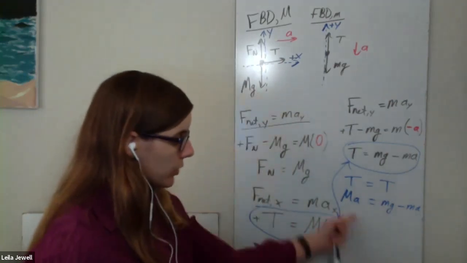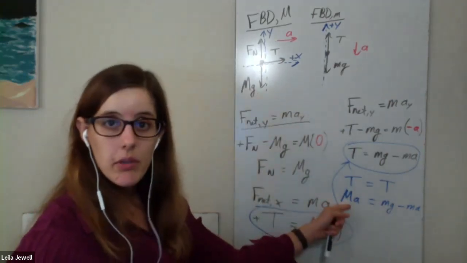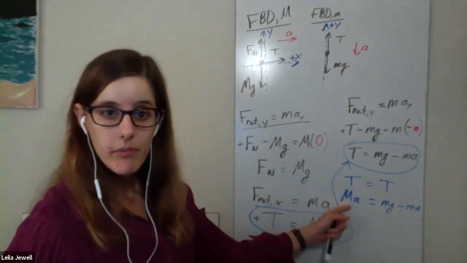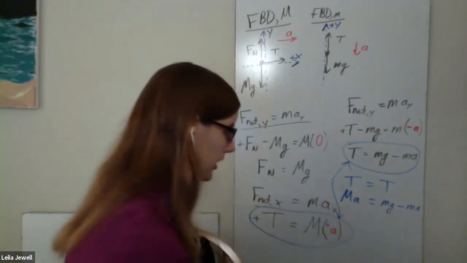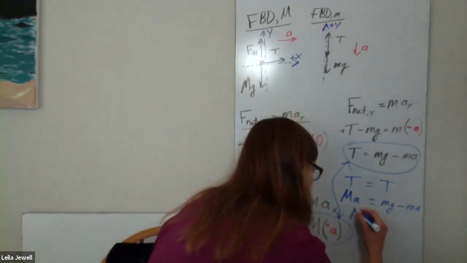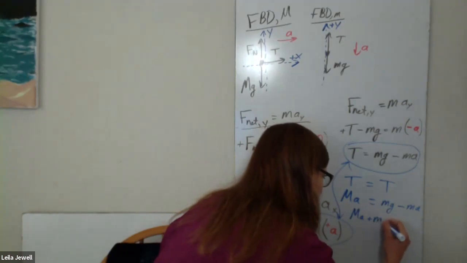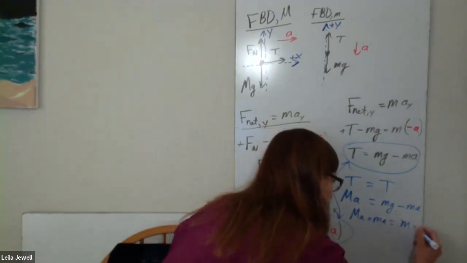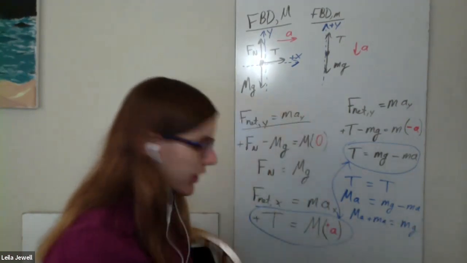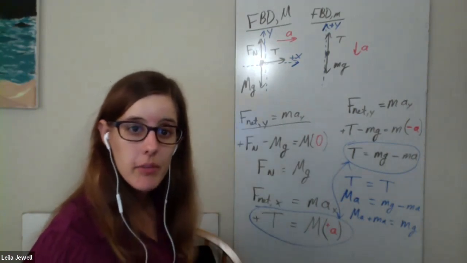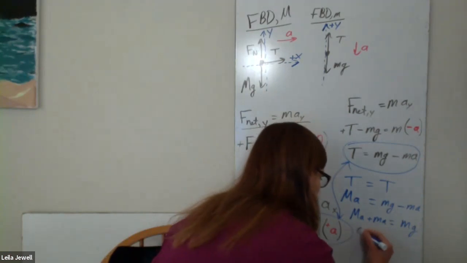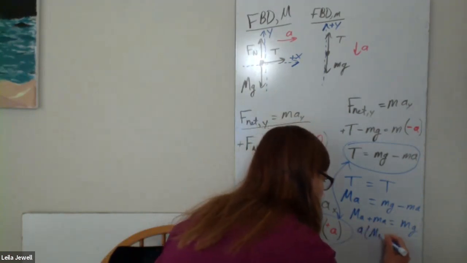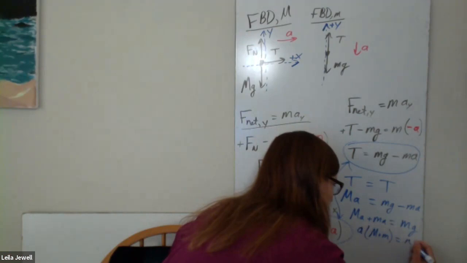Now we have one equation with one unknown. Acceleration is our only unknown here. So we need to get the acceleration terms on the same side, so I'll add the little ma to the left. So I have big Ma plus little ma is equal to mg. And now I can just factor out the acceleration and divide by the total mass, and we will be home free. So A times big M plus little m is equal to little mg.